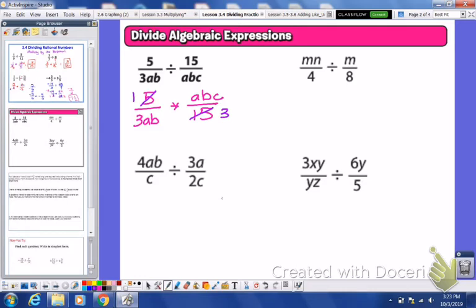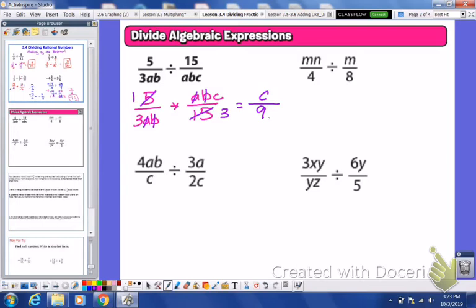Now, we want to check out our letters. Just like we can reduce our numbers if we have something in the numerator and denominator, we can reduce our letters. I see I have 1A here, 1A here. They reduce to 1. 1B and 1B reduce to 1. So it's really like taking 1 times 1 times 1 times c for our numerator, which is just c, over 3 times 1 times 1 times 3, which would be 9 in our denominator. So c over 9.